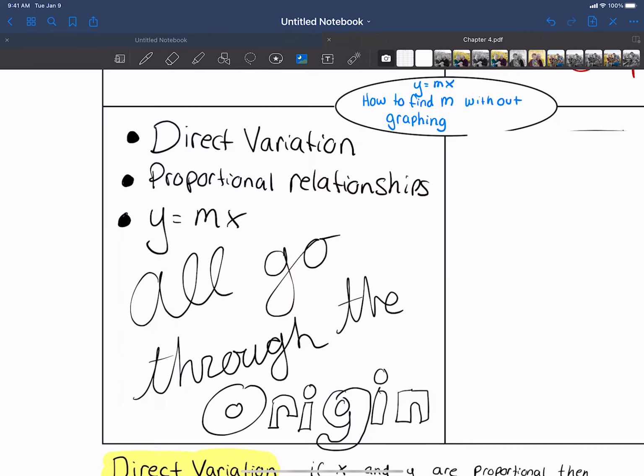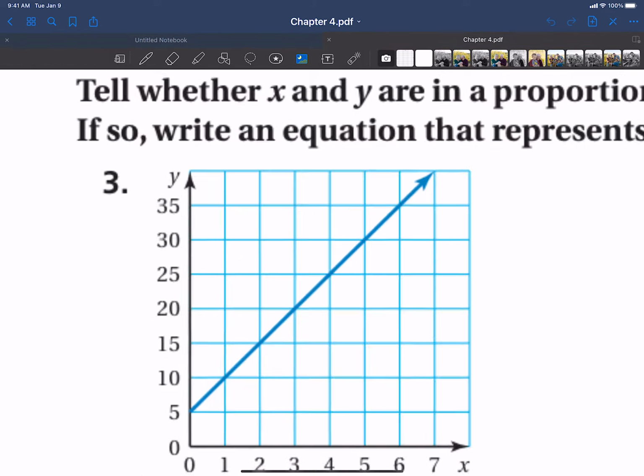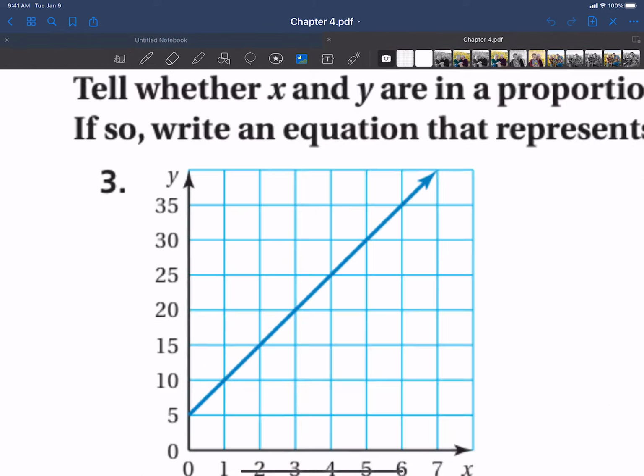Okay, I'll go back to this so you guys can finish this. Direct variation, proportional relationships, y equals mx, it all means the same thing. It just means they go through the origin. You have a question? Here we go. Ready? Look at the graph number 3. Is that a direct variation?